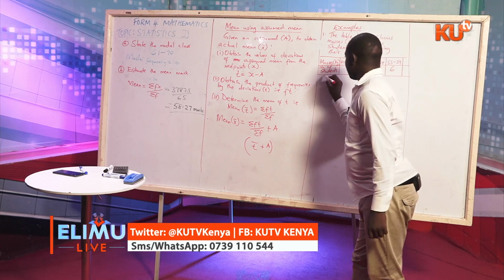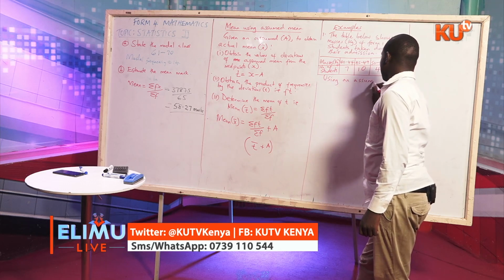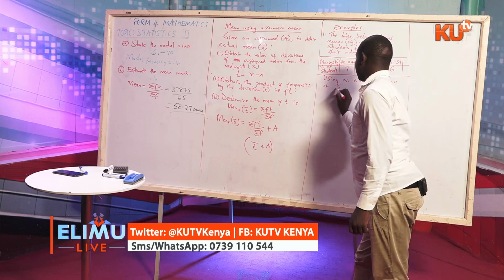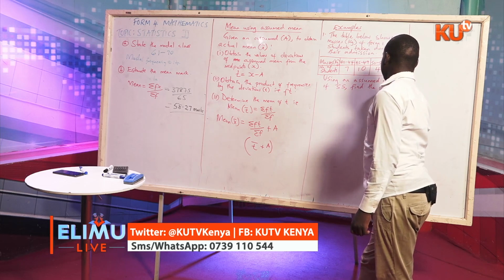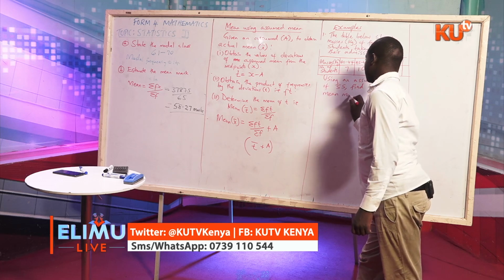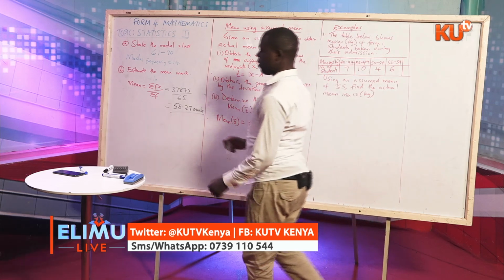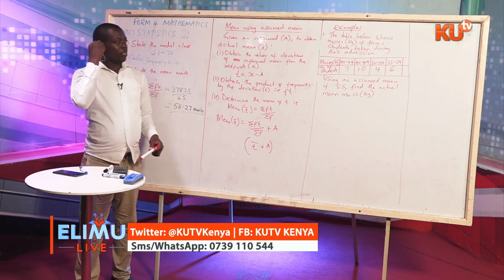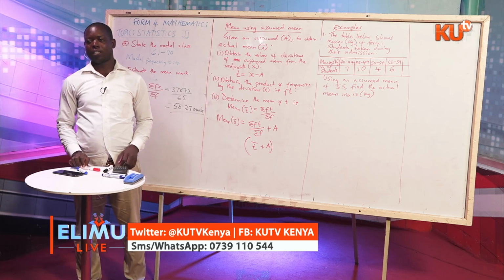And then you're told, using an assumed mean of 55, find the actual mean mass. My student, that is the question that we have, that we need to analyze.